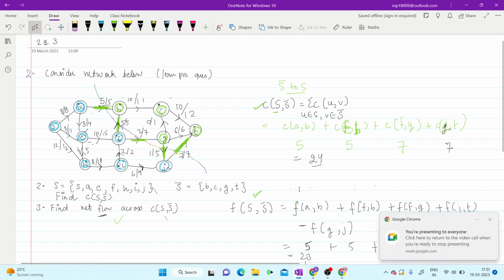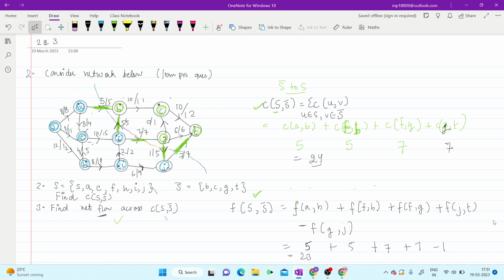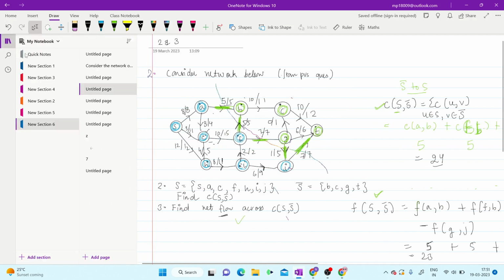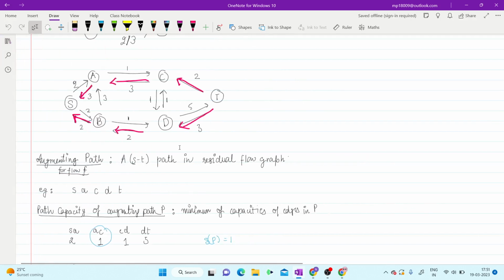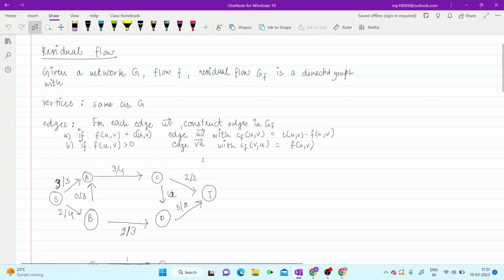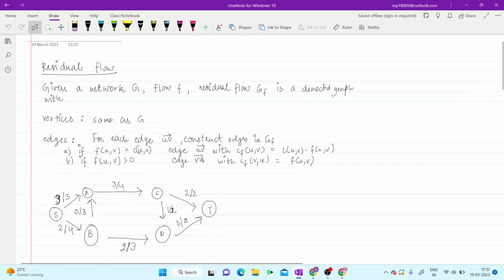Now once we have done this, we have defined what is the maximum flow. We have looked at what is the minimum cut. Now we are trying to look for some methods, given a network, to compute the maximum flow or the minimum cut. For this we have to introduce two more concepts. First is, given a network and then given a flow, we'll first construct a residual flow. So what is residual flow?